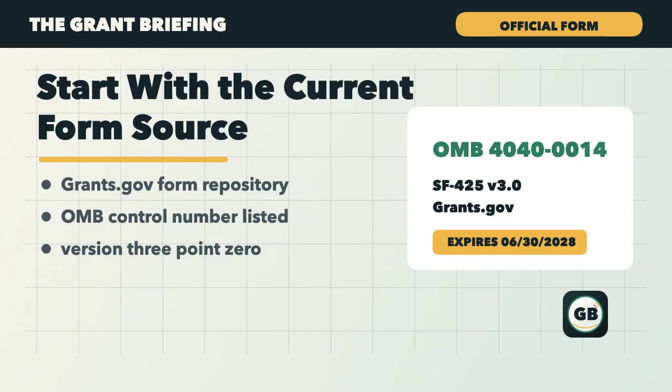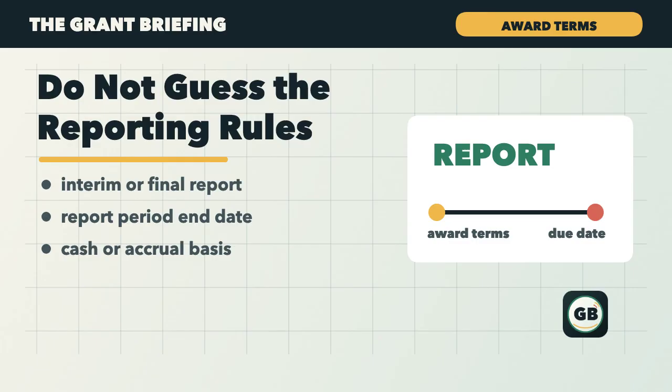The current instruction file identifies the form as the Federal Financial Report and shows an expiration date of June 30th, 2028. Before anyone opens the form, read the award terms or the agency reporting notice. The form has places for report type, basis of accounting, project period, and reporting period end date, but those labels do not tell you when your specific report is due or what system your agency wants.